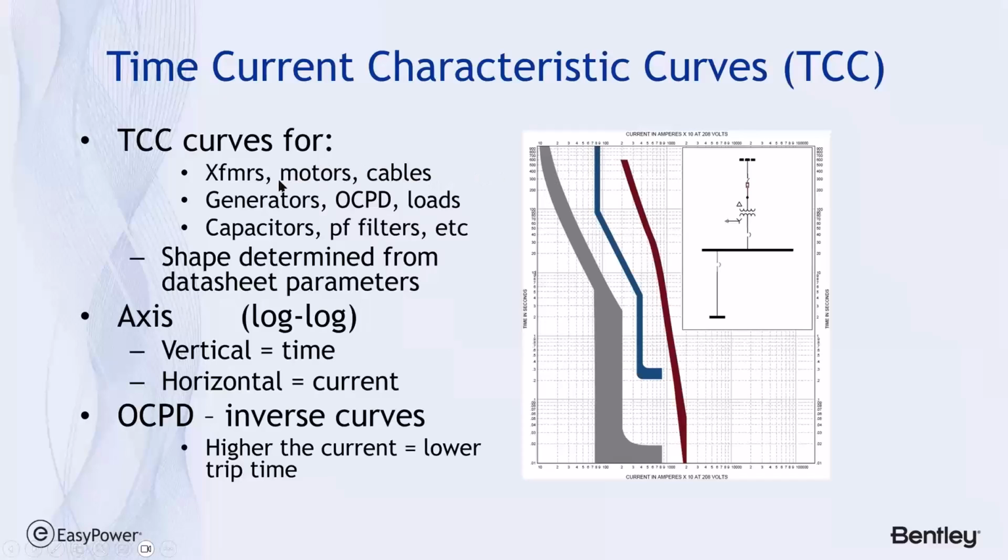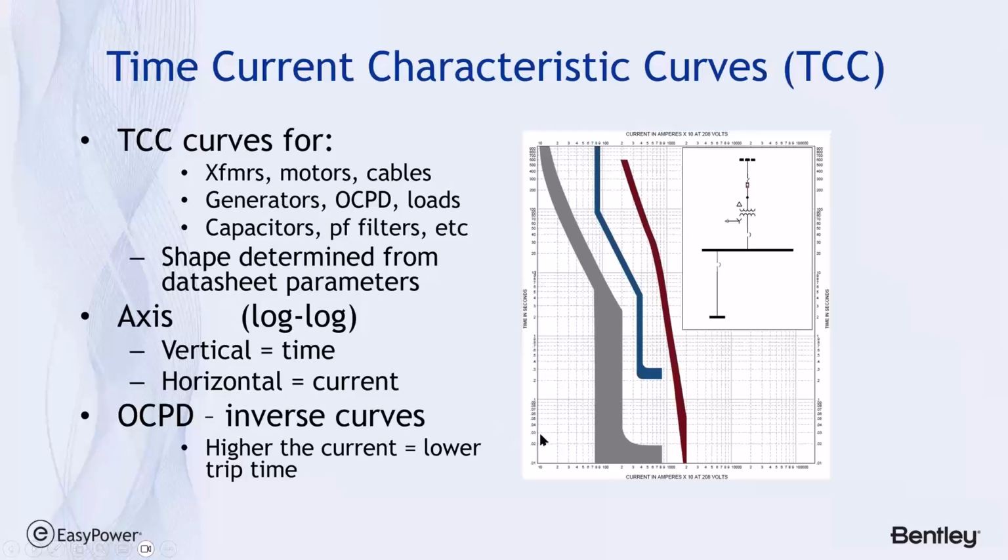So there's TCCs for transformers, motors, cables, generators, any kind of protective device, capacitors and filters. And the shape is determined by the datasheet parameters from the manufacturer. So when EasyPower plots a curve, which we have some examples here on the right, it's because we are relaying information that the manufacturer provided on the datasheet for that element. Now, again, don't be afraid of this if you're a beginner.